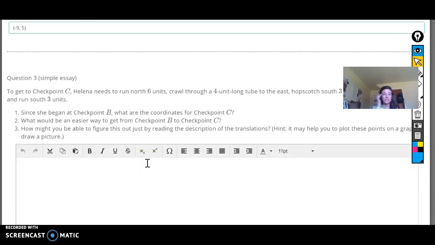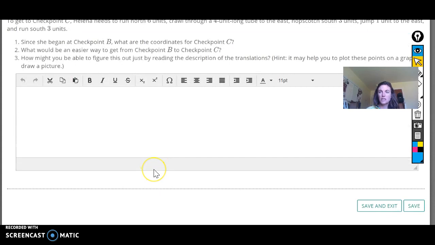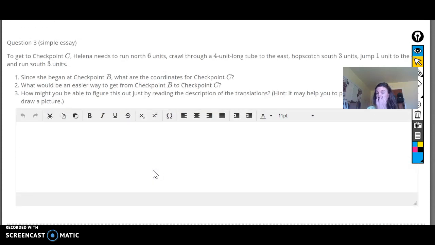To get to checkpoint C, Helena needs to run north 6 units, crawl through a 4-unit long tube to the east, hopscotch 3 units to the south, and jump 1 unit to the east and run south for 3 units. Oh my goodness. Okay, so let's just add up our easts and wests here. North would be +6. And remember we're at -9 and 5.